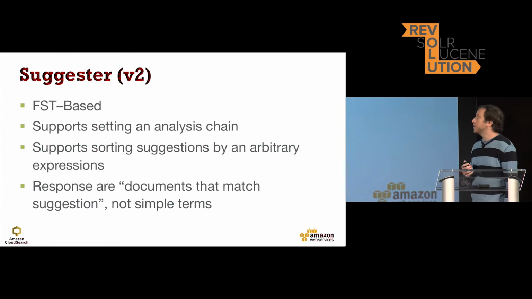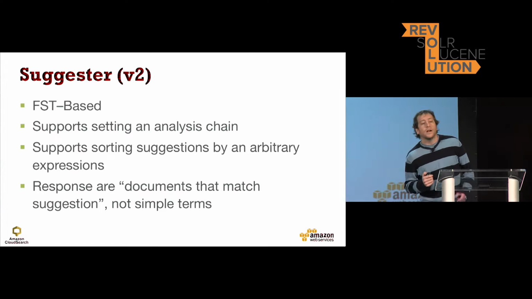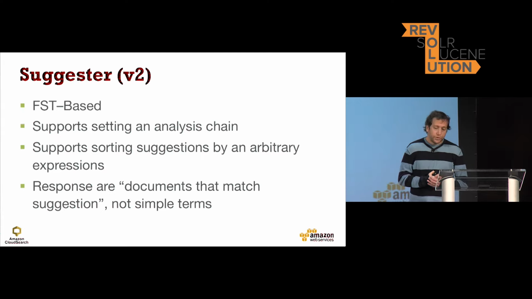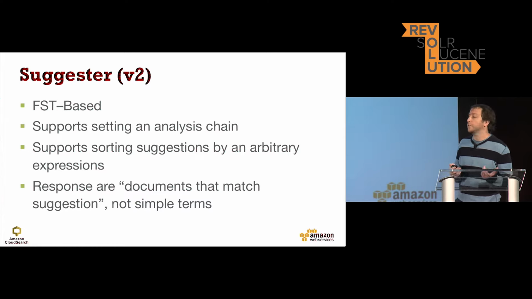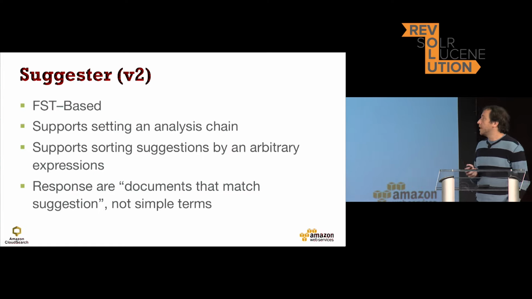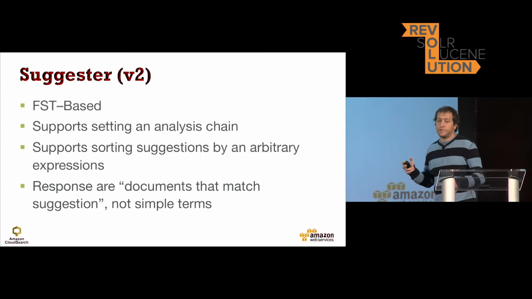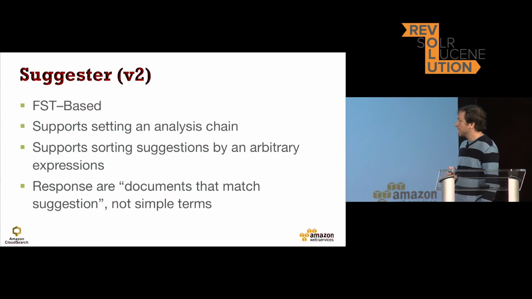We also contributed the suggester. The suggester is FST-based. It supports setting an analysis scheme. It supports sorting your suggestions on expressions. And as I said, expressions are still not in Solr. However, in the suggester, you can use expressions. It's supported right now in Solr. And the responses for suggestions are documents that match your suggestion, not simple terms. Something like, if you have used IMDb, you just start typing and it will tell you this movie is what you're looking for.